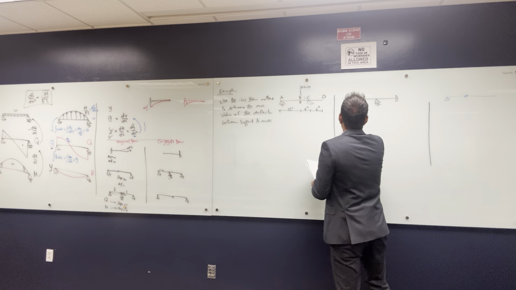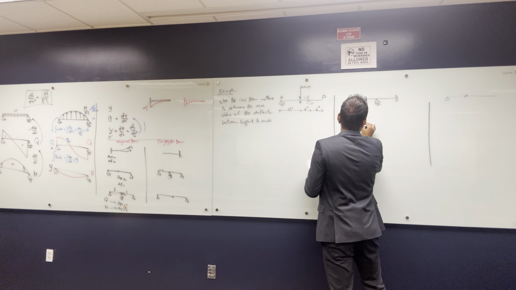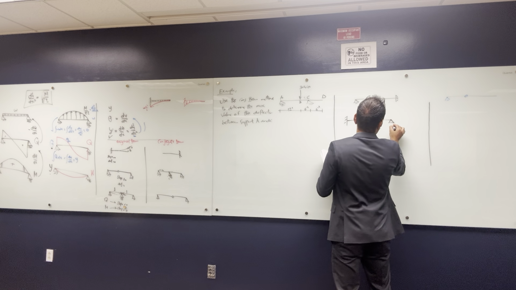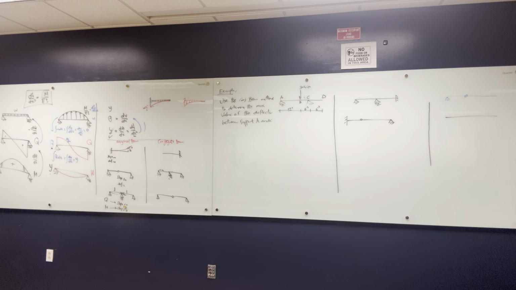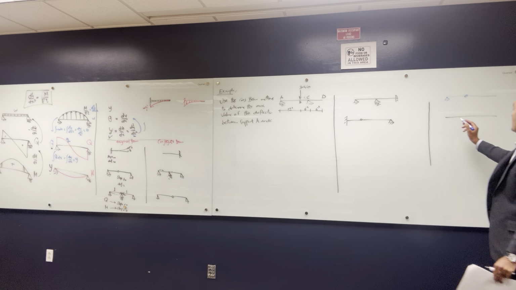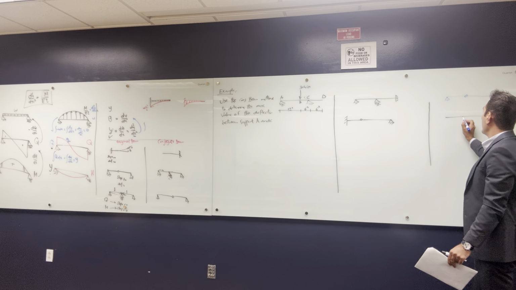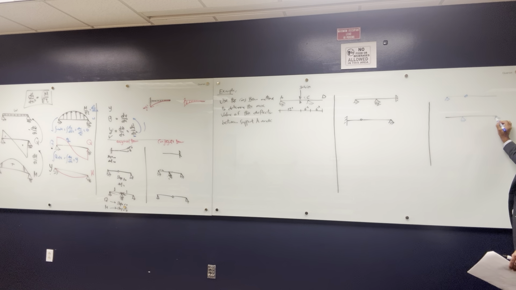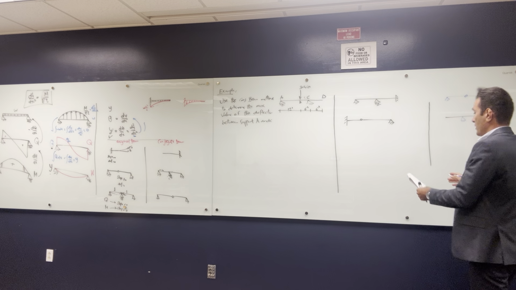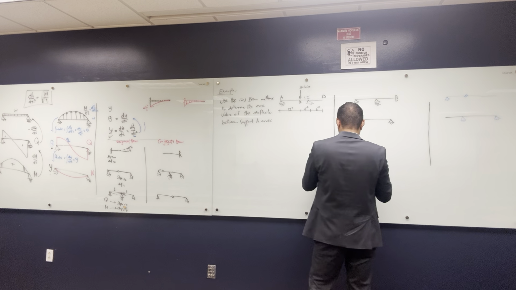Okay. If I have something like this, how is the conjugate beam going to look? What is the end support here? Free. Hinge or roller here. Hinge is going to stay something like this. All right. And let's do something.